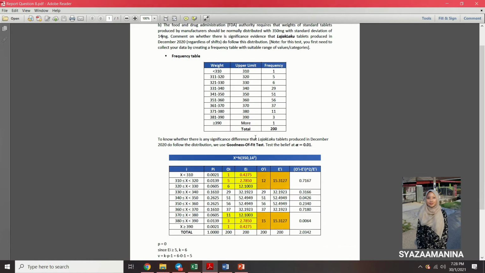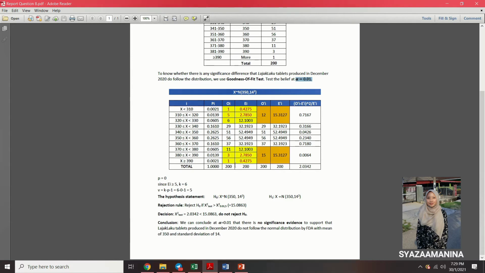After that, we define random variable X as the weight of tablets and we do the test at alpha 0.01 level of significance. The hypothesis statement under H0: X is assumed to follow a normal distribution with a mean of 350 and variance of 14 squared, whereas under H1, we assume X does not follow the stated normal distribution.